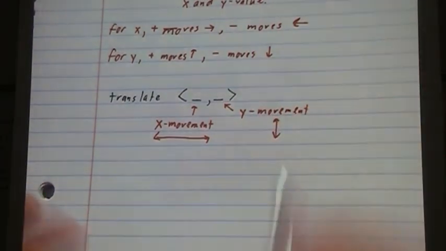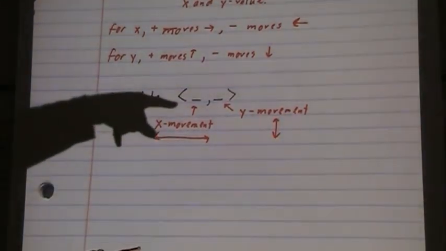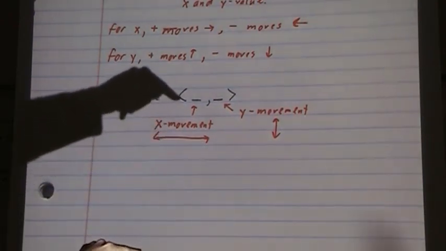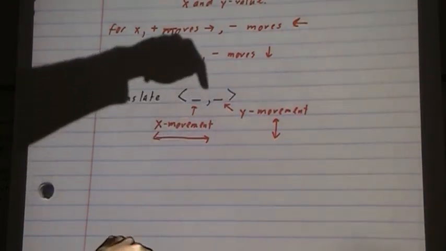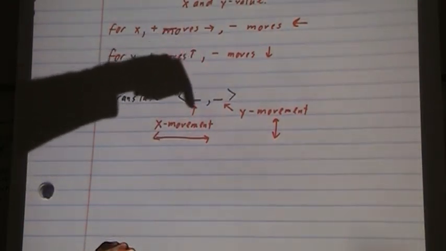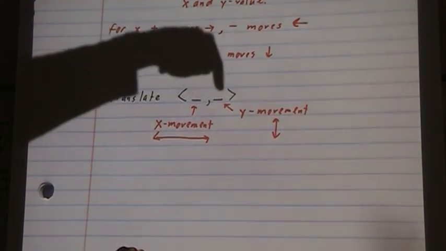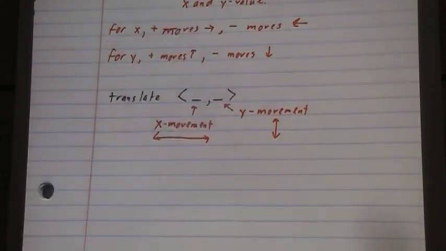Keep in mind, even though this looks like it might be a point, like, oh, hey, I know what that is. These are special brackets, okay? So don't plot this as a point. This is the movement. So you're going to move all your points in your shape, whatever this is in the x direction, and whatever that is in the y direction.